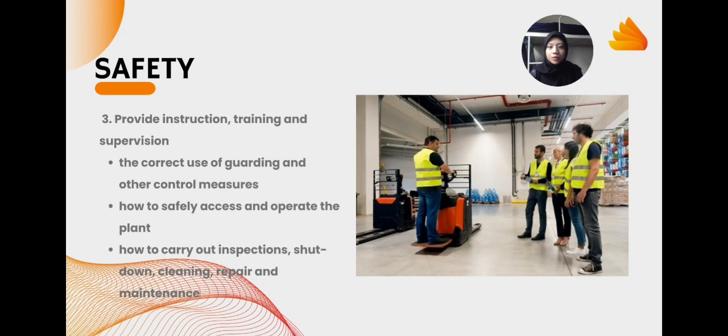Third, the company should provide instruction, training, and supervision to the worker or employee. For example, how to correctly use guarding and other countermeasures, how to safely access and operate the plant, and how to carry out inspection, shutdown, cleaning, repairing, and maintenance at the plant.